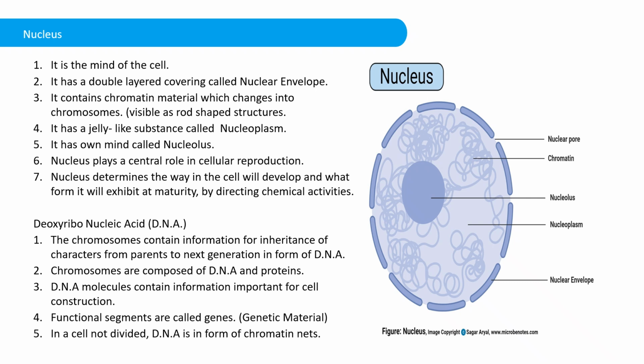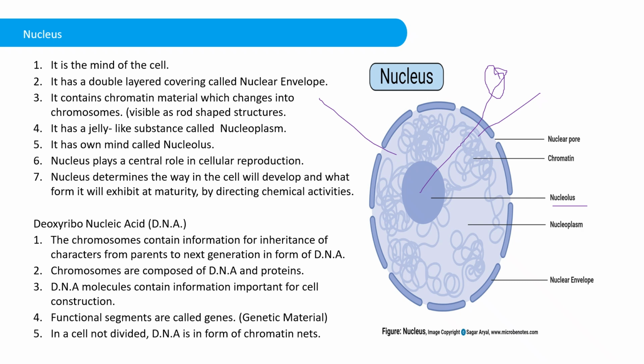Now we are going to study the nucleus. The nucleus is the mind of the cell. It has a double layered covering called the nuclear envelope. It contains chromatin material which changes into chromosomes, which are also visible as rod shaped structures. It has a jelly like substance called nucleoplasm. The nucleus plays a central role in cellular reproduction, and the nucleus also has a brain, which is known as the nucleolus.